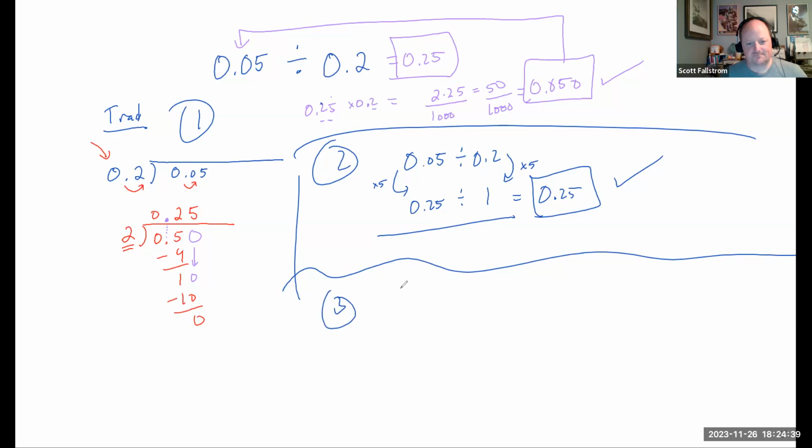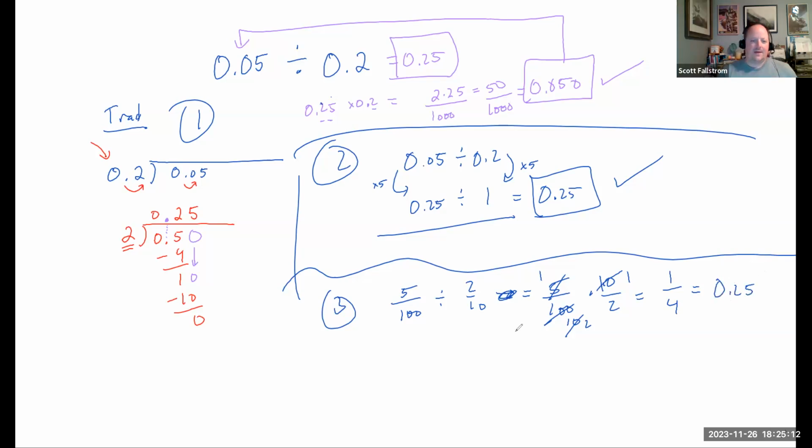Let's try number 3. Turn them all into fractions. So this becomes 5 over 100 divided by 2 over 10. I could then turn this into 5 over 100 times 10 over 2. The 10 goes into 100 10 times, right? The 5 goes into 10 2 times. So my answer is 1/4. If you want to put that in decimal form, 1/4 becomes 0.25. Now that's the invert and multiply approach.